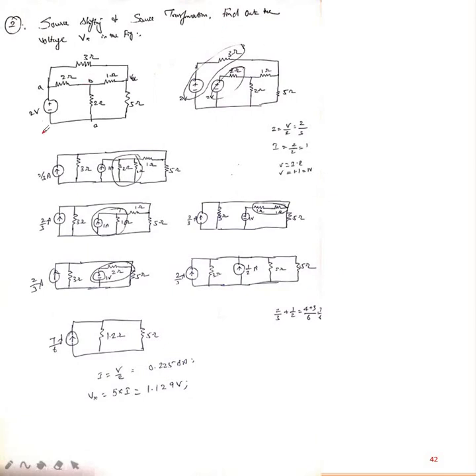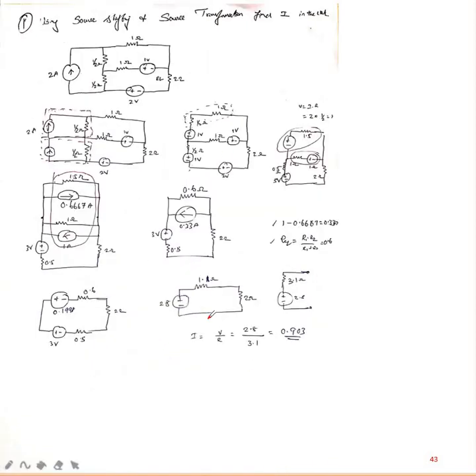So how are you going to connect it? See, the 2 volt is connected here as well as here. Simplify. We already discussed this. Similarly, here is a current source. So how is the current going? The current is connected here as well as here. Like that, you will simplify.